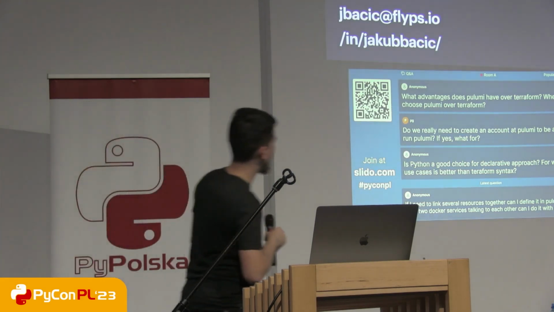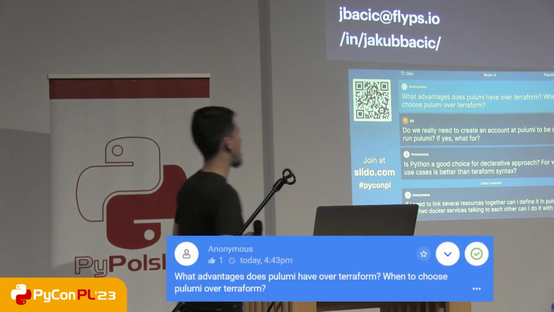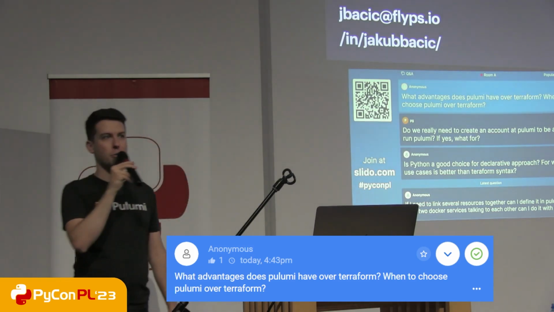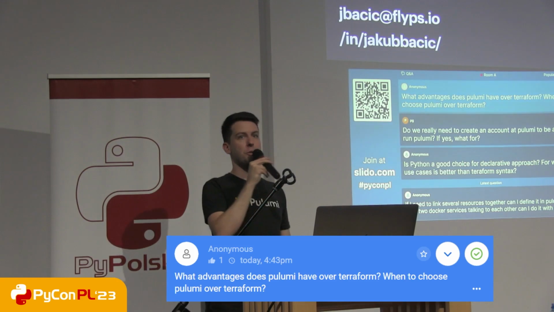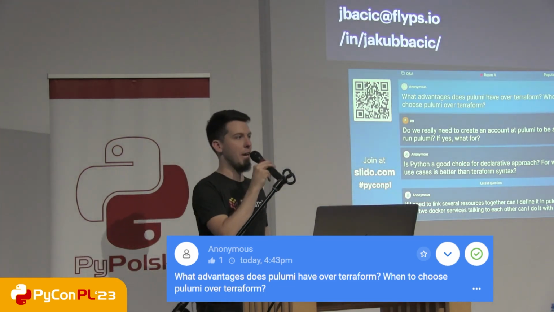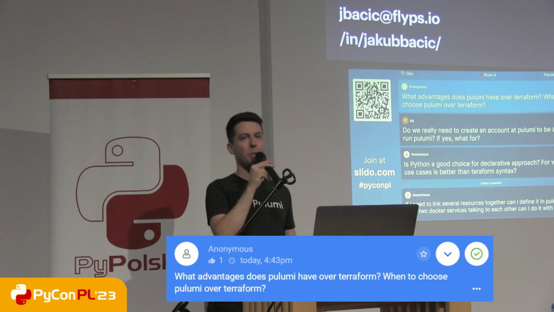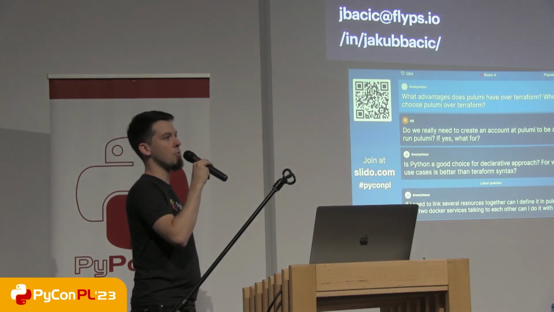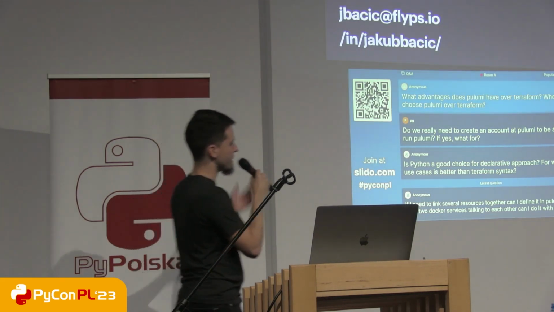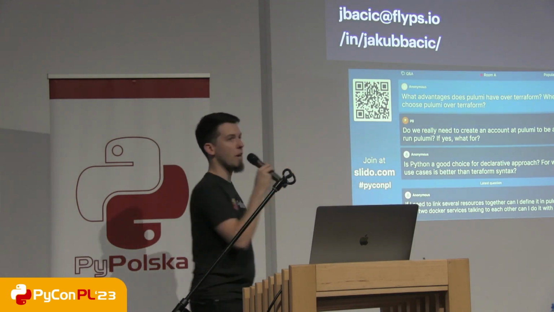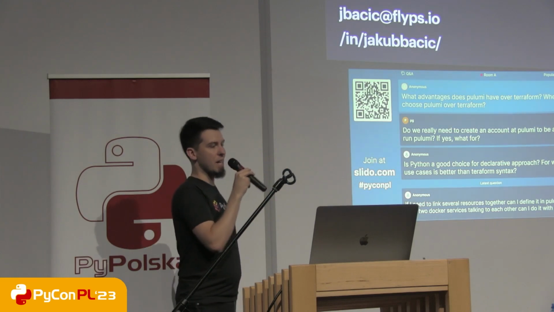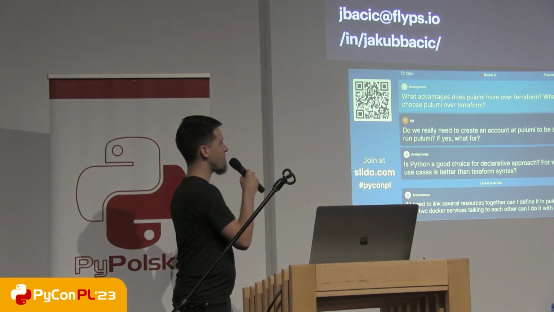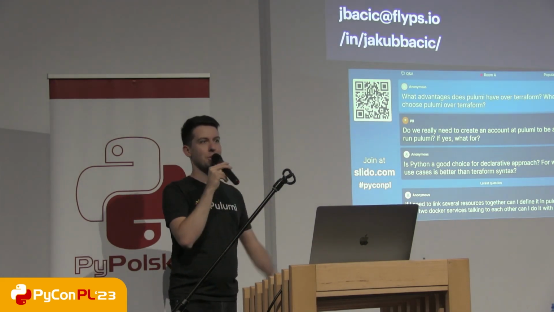Okay, so next one. What advantages does Pulumi have over Terraform? When to choose Pulumi over Terraform? I assume that the person who asked that question is already familiar with Terraform, so I'm going to use three letters to answer you. HCL, and that's the domain language used by Terraform. Basically, I'm a big fan of tools that allow you to use a proper programming language, in this case, for example, Python, but not only, instead of having a DSL. I would say that this is debatable. Some people like to have more constraints, like DSL constraints, but as somebody already said during this conference, I'm not such a person.